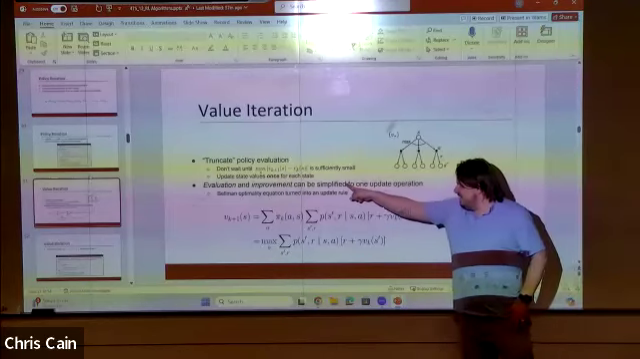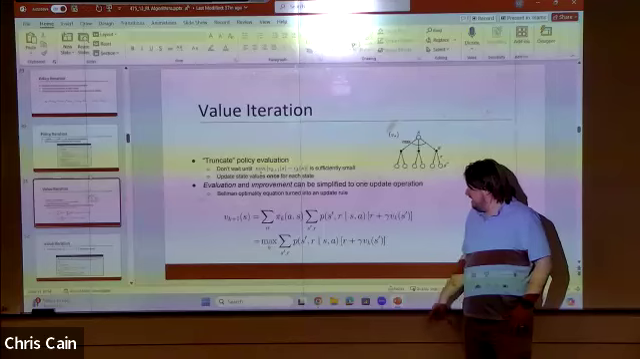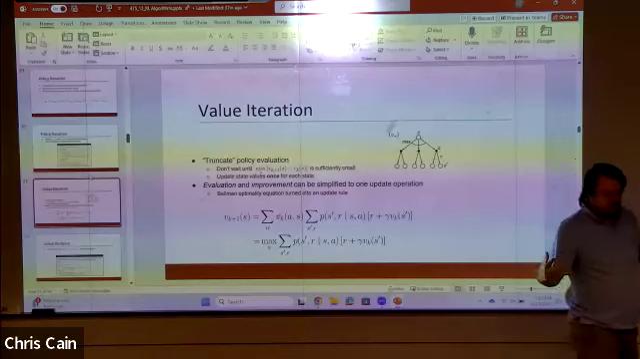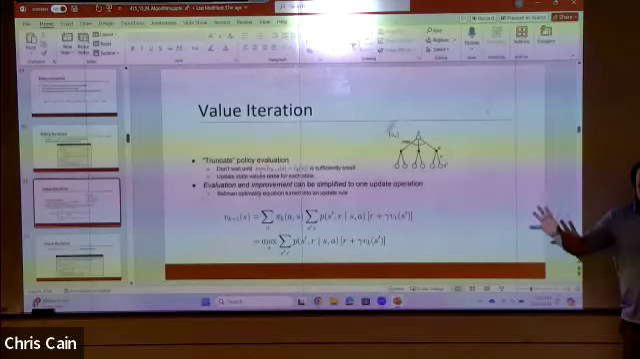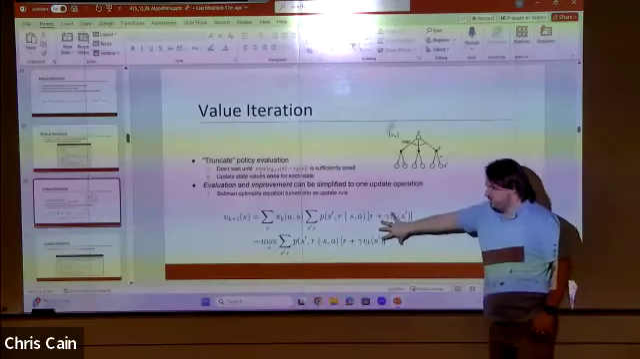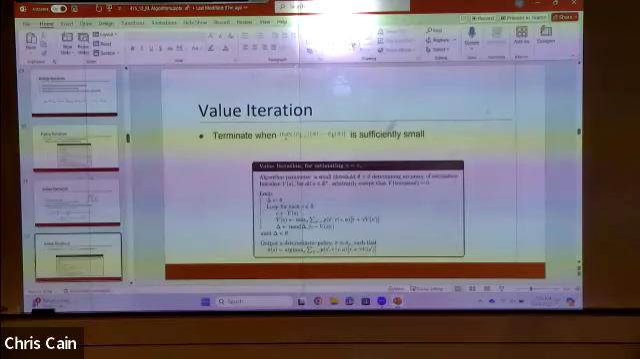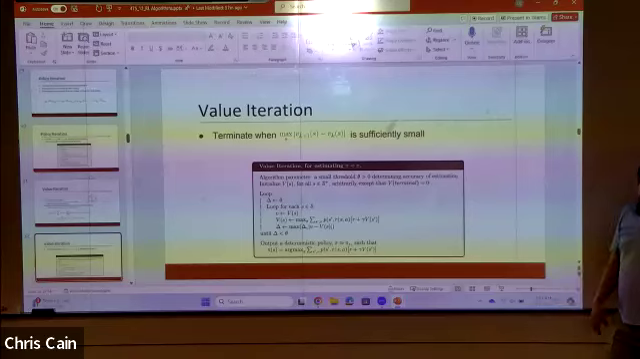So now you can evaluate and improve at the same time by following this. You get a nice discount factor in there, and now suddenly you can do this as a one-step process instead of waiting for the evaluation to terminate, then improving, waiting for the evaluation to terminate. Now you evaluate, improve, evaluate, improve, evaluate, improve all at once. So that's the concept of an algorithm called value iteration. That looks like that. And we just loop that process until it converges. When it converges, it will be on the optimal policy.